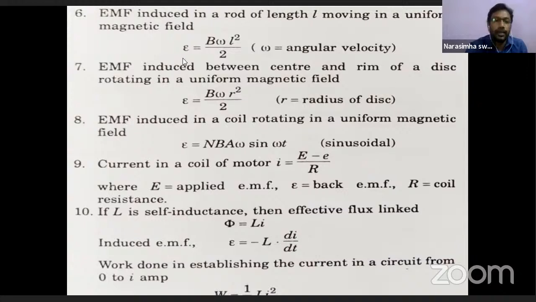Now, EMF induced. All these are EMFs only, but situationally we are changing this. The coil rotating in a uniform magnetic field is a sinusoidal motion, so the formula will be like this: N B A omega sine omega t, right?